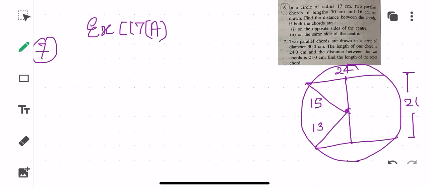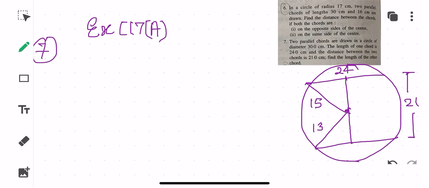So what is this question all about, children? This question is very similar to the previous one that we have seen. The only thing is that in the previous question you were required to find the distance between both the chords, and in this particular question you need to find the length of the other chord, where the distance between the two has been given. So how are you going to do this, children?